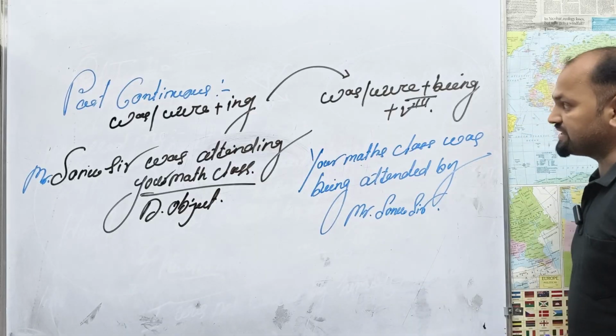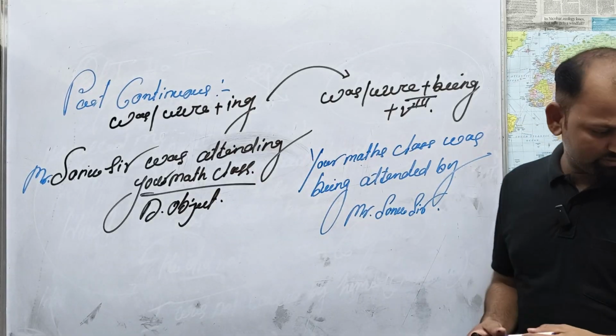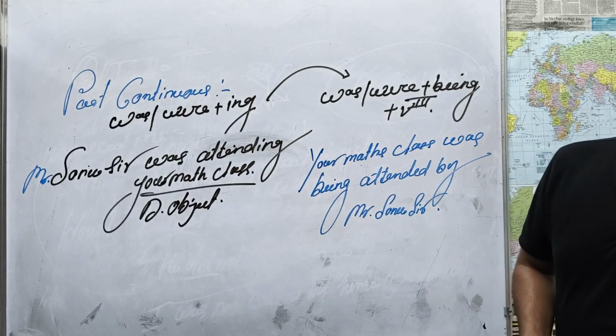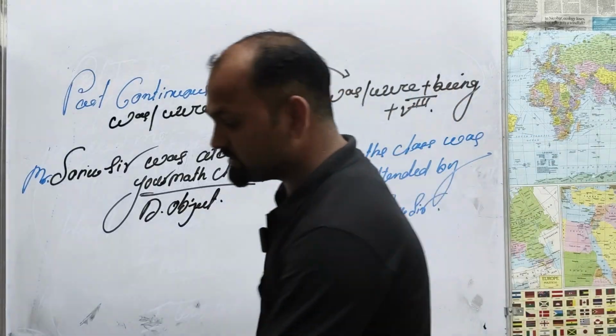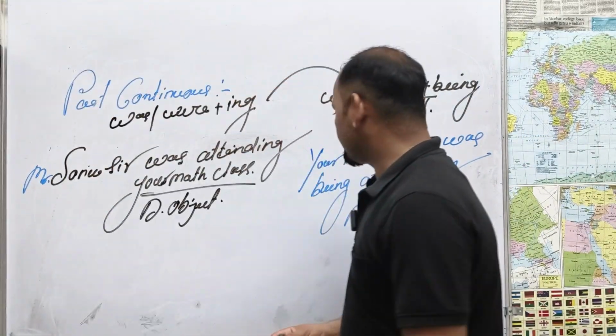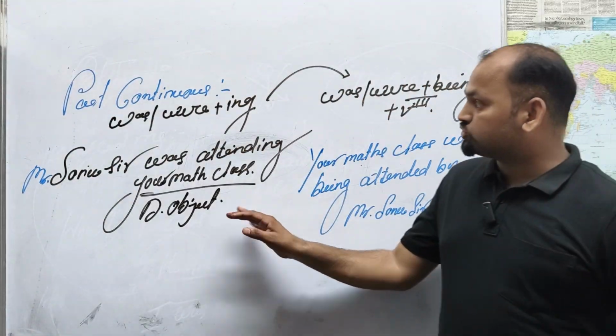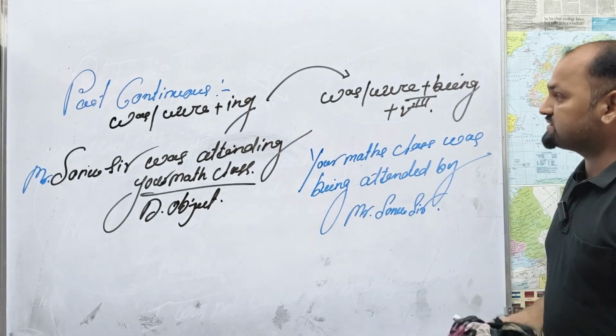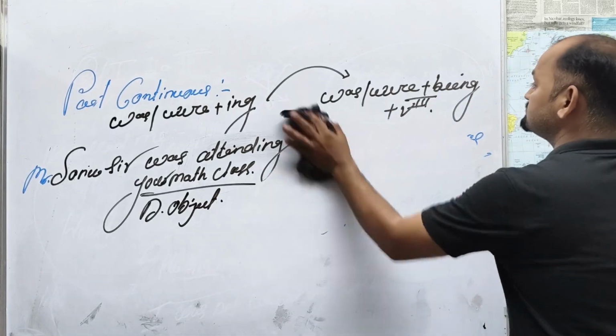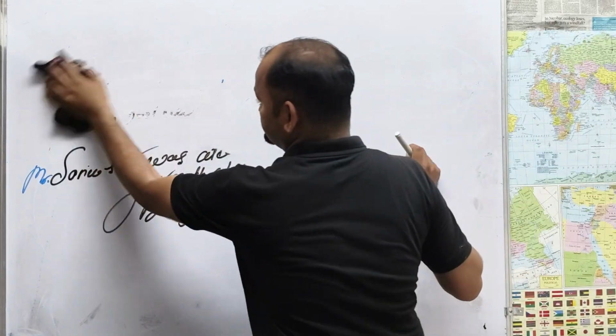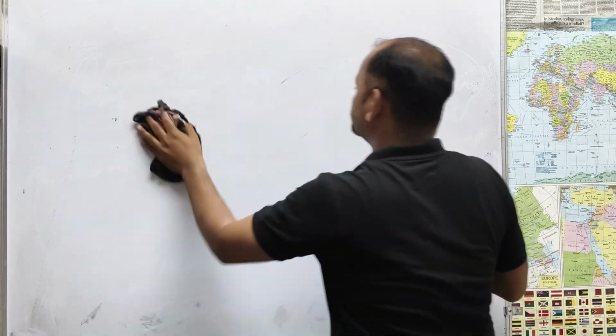Okay, this is the passive voice of the continuous tense. Both are correct, just as I told you. Let me ask you one more thing: past continuous tense, and after that, past perfect continuous tense. Okay.